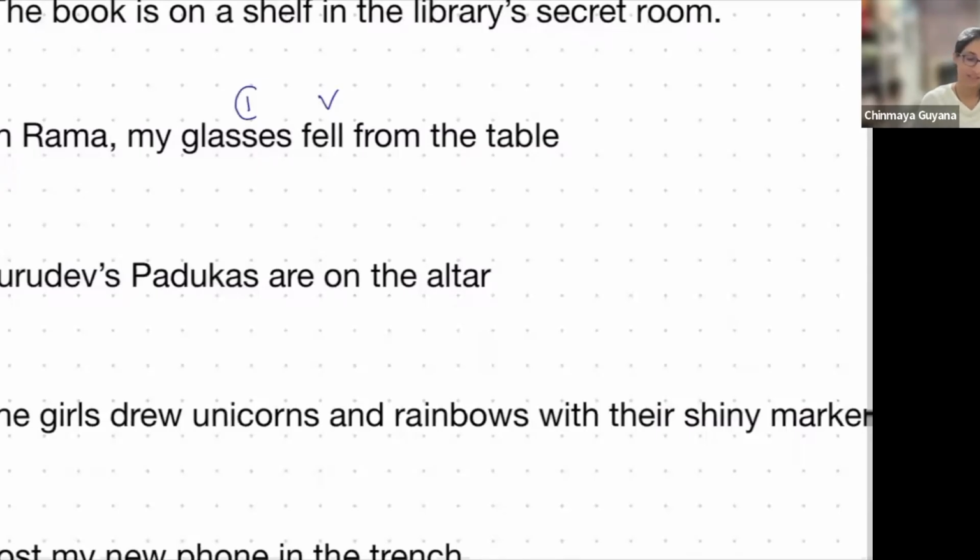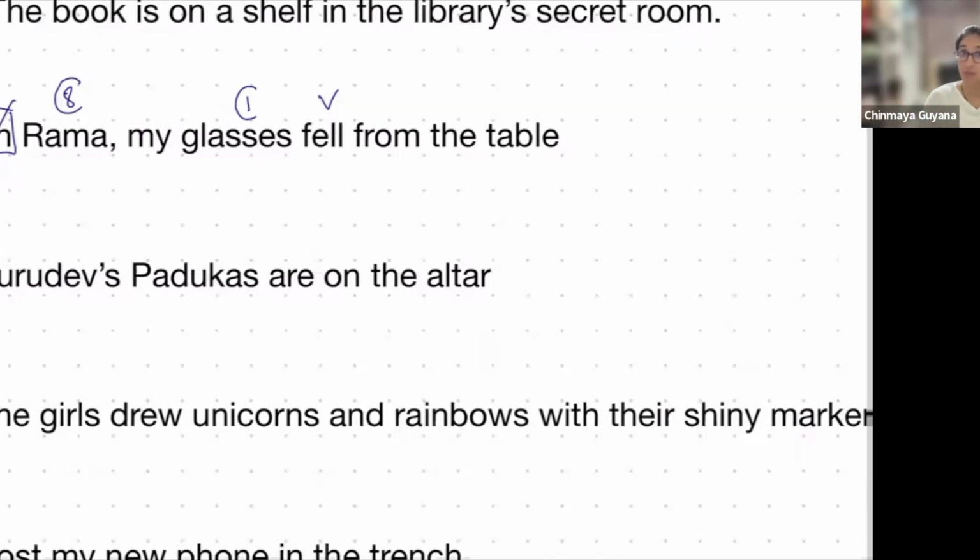Now we'll see the rest. Oh Rama, my glasses fell from the table. There's no direct object here, so we'll go to the rest. Oh Rama is what case? Oh Rama is 8th case. If O was not written, it would still be Rama. It would still be 8th case, because you know that Rama is being spoken to. If Rama is being spoken to, it is 8th case.